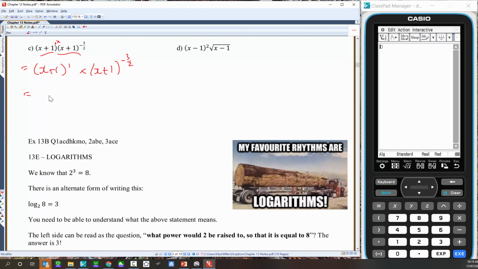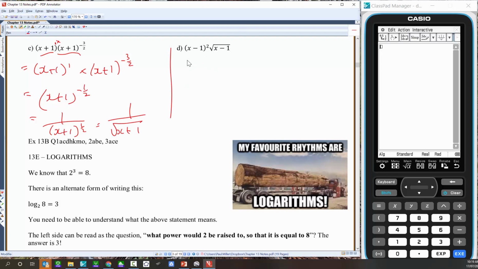So common bases, what we do is we write the base down and we add the powers. So that is going to be negative a half, and that's going to be the same as 1 over x plus 1 to the half, which we could write also as the square root of x plus 1.